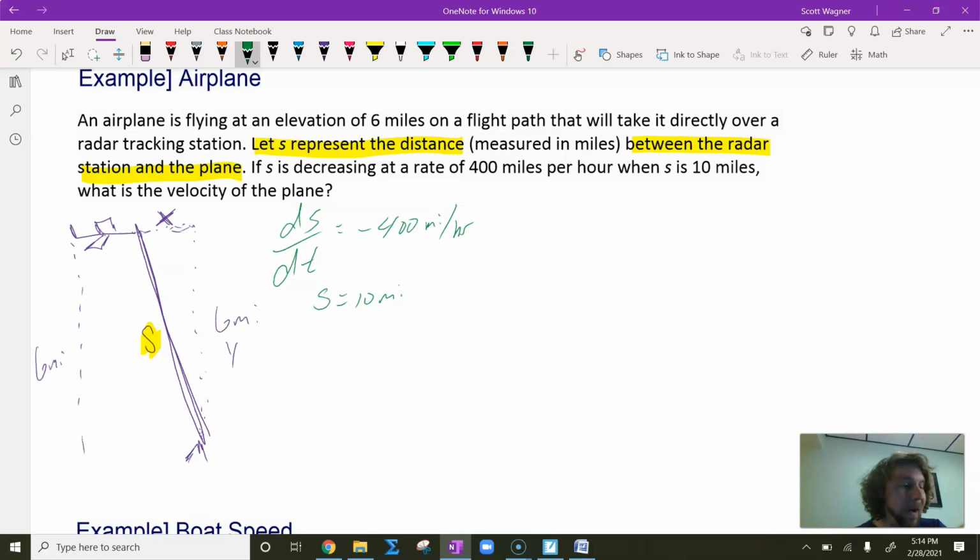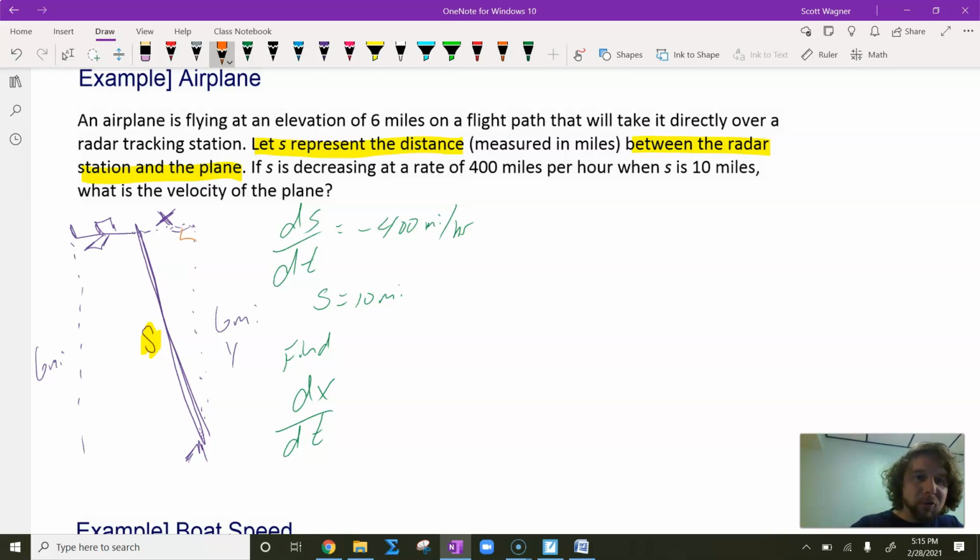What we're trying to find is it says to find the velocity of the plane. Well, that's the forward part that we got, not the up and down part, but the forward part. So that's x. So that's the distance right there. So we're trying to find dx/dt, the change of the distance of x, the horizontal distance, which would be your velocity with respect to your time. Okay, so a couple other things that we might need.